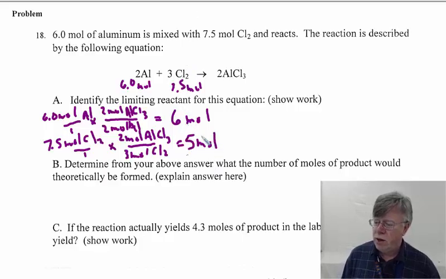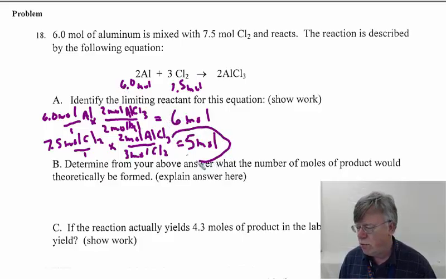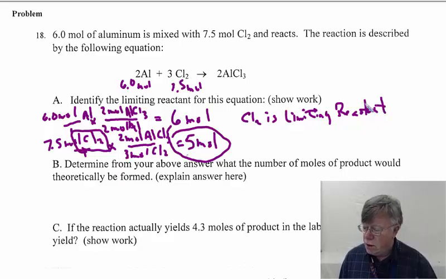of product. All right, now we know the limiting reactant because it's the one that made the lesser amount of product. So, but this is not the answer. The answer is Cl2 is the limiting reactant. So let me write that in here. Cl2 is the limiting reactant. Okay, so then why? Because it made the lesser amount of product.